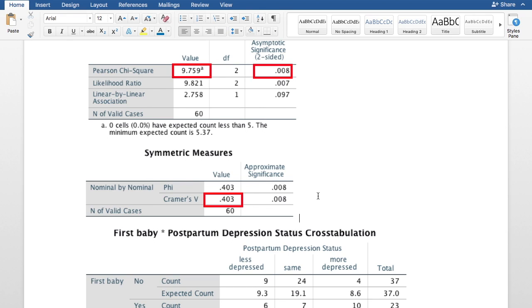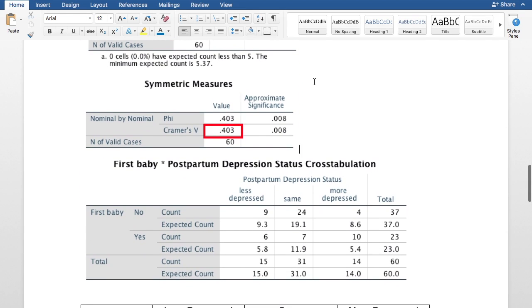So if our p-value is greater than alpha, then we would fail to reject the null, and if it's less than alpha, then we would reject the null. So in this case, we have a p-value of 0.008, and we had an alpha of 0.05, so we are going to reject the null.